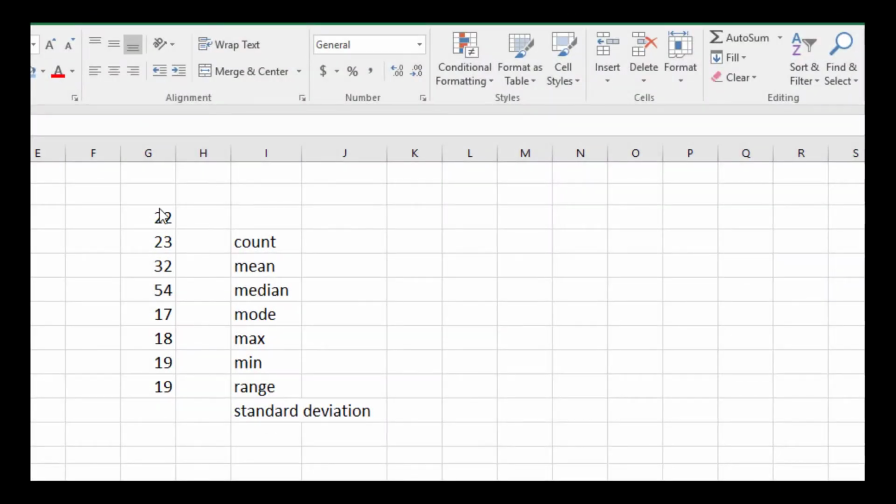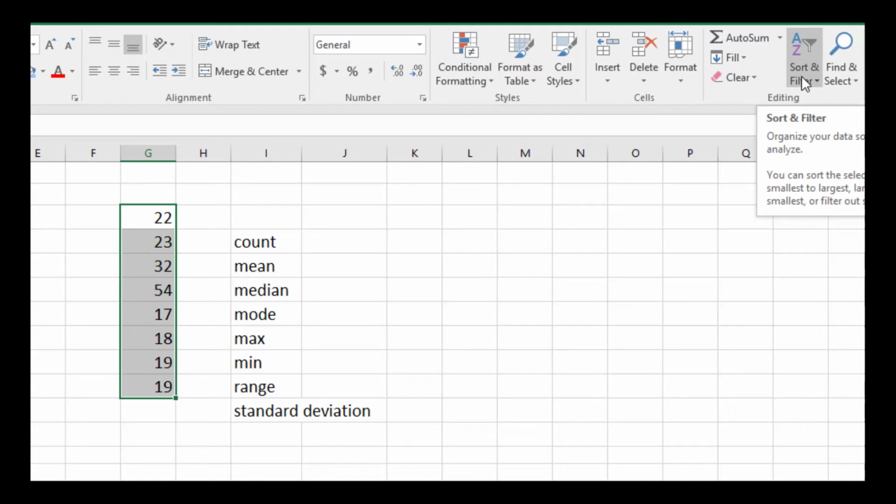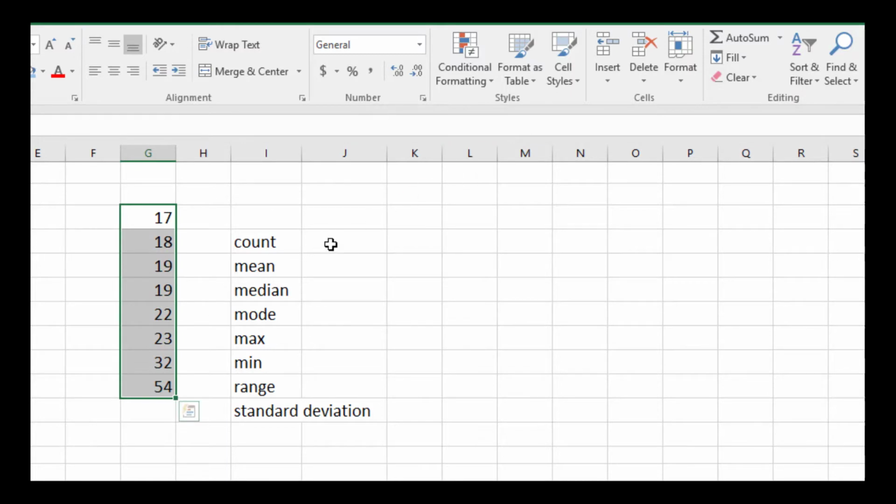Okay, so here's our original data set, and I want to sort this from smallest to largest. So I'm going to highlight the data set, and if you look up here in the top right, it says sort and filter. I'm going to click on that. I'm going to go from smallest to largest, and you see it sorted it.